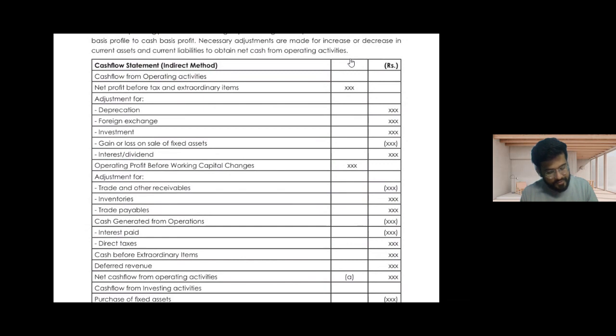So let us go to the format first. The first starting point is net profit before tax and extraordinary items. So if you have a net profit after tax and extraordinary items, then you need to first calculate the net profit before tax and extraordinary items.